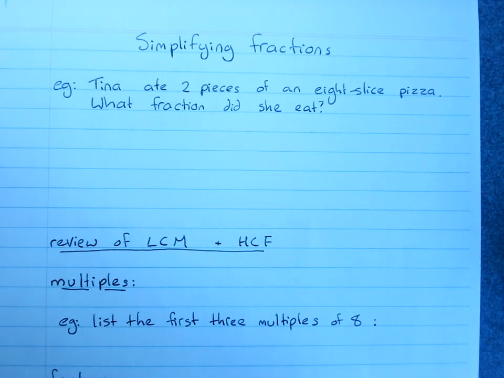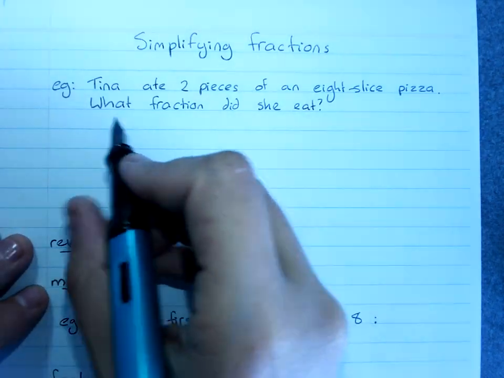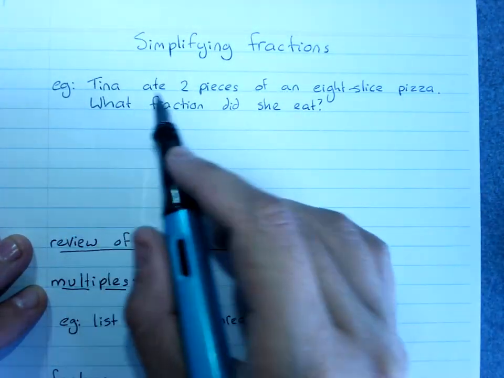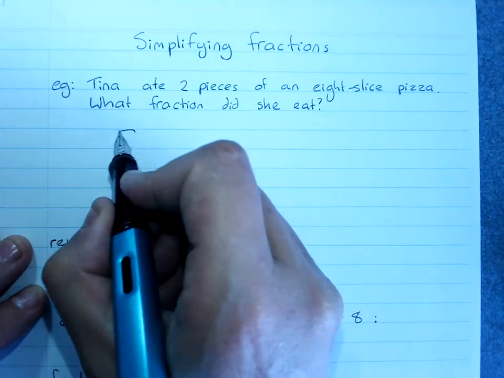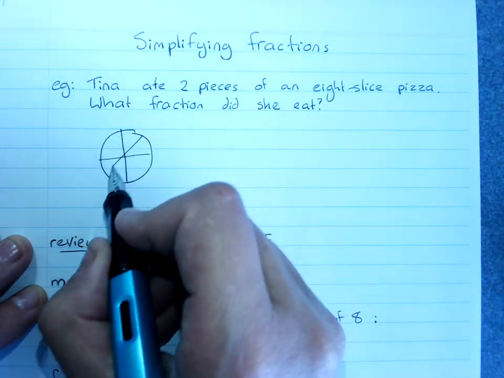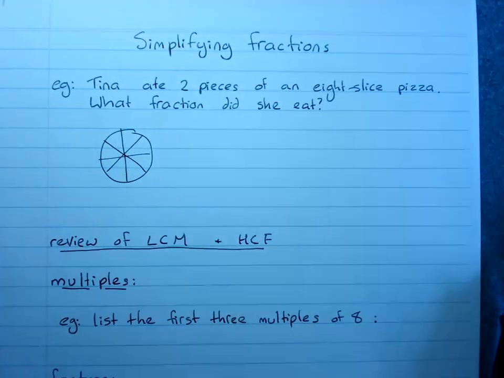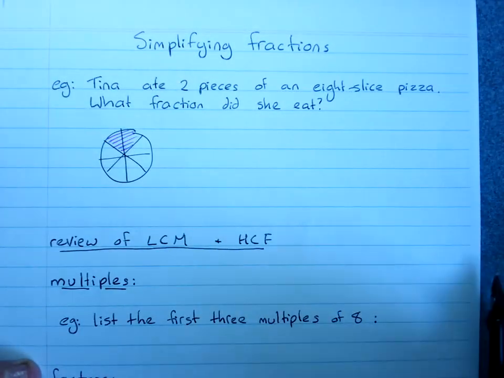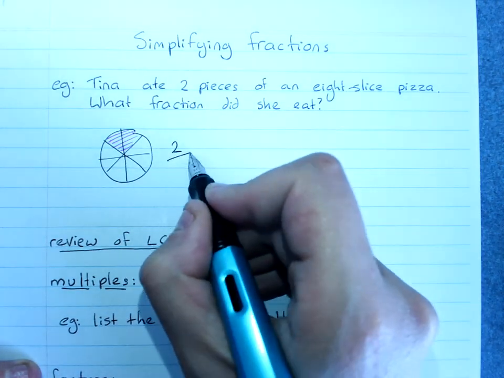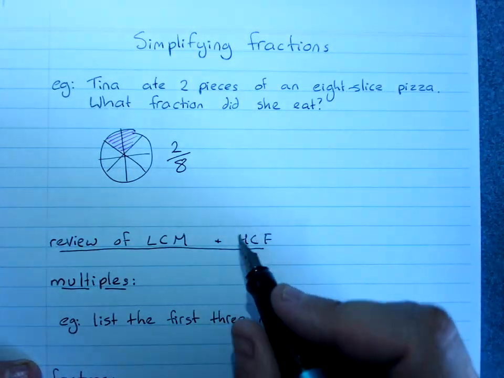Simplifying fractions. When we're asked to simplify fractions, they're really saying, Tina ate 2 pieces out of an 8-slice pizza. What fraction did she eat? Here's my 8-slice pizza. She ate 2 slices. That's obviously 2 pieces out of 8.